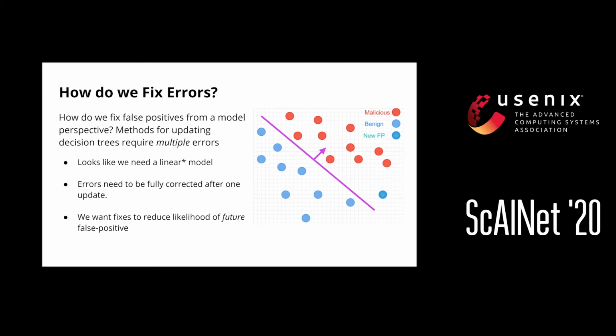And we also want to fix the likelihood of future false positives, or make those less likely. And that's also easier with a linear model. We could force a decision tree to carve off a little tiny hole in the world for just the false positive, but that reduces back to basically a blacklist, which is not what we want to be doing.